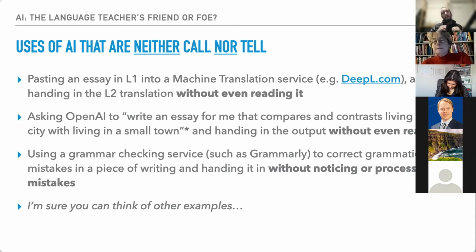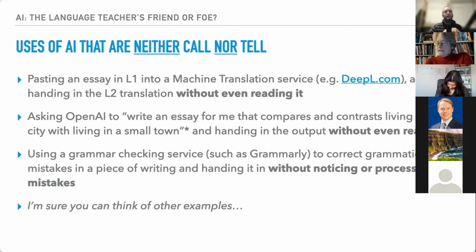Then another example could be asking OpenAI to write an essay for me that compares and contrasts living in a big city with living in a small town. You'll notice a little asterisk there. I'll come back to that in a minute. And then handing in the output without even reading it. So again, it's the same as going to a friend and saying, hey, you're better at English than me, please write this essay for me. That's the same thing. It's just going to an artificial intelligence rather than a human intelligence.